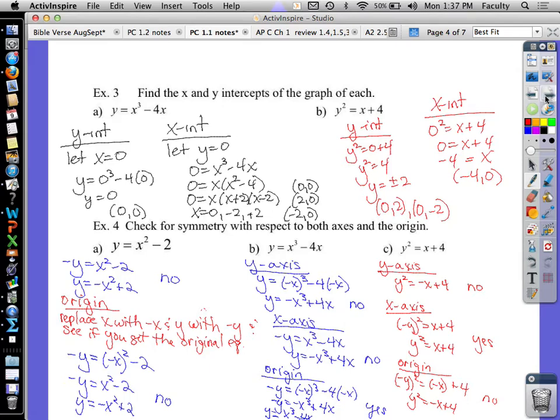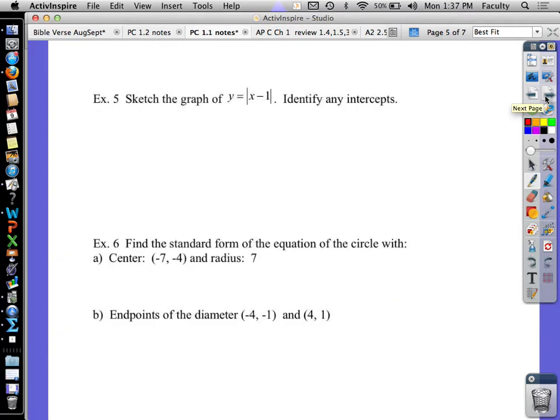Okay, in example 5, if it says you want to sketch the graph of y equals the absolute value of x minus 1, Seth, what type of graph? We've seen a line and we've seen a parabola. What should this one look like, just in general? An absolute value. Somebody helping? Stephanie? It should be a V. It's a V, remember?